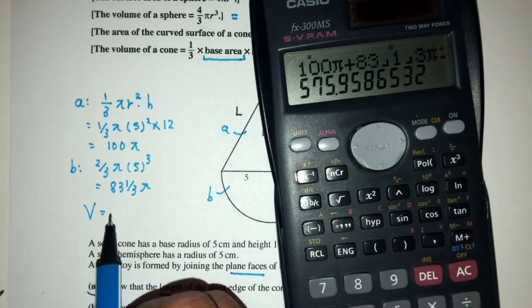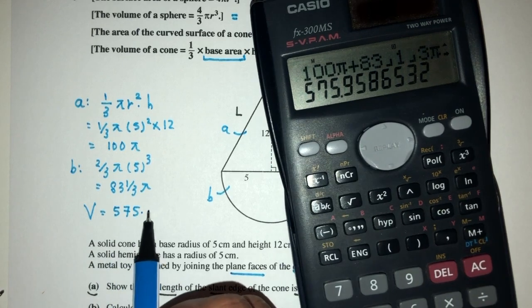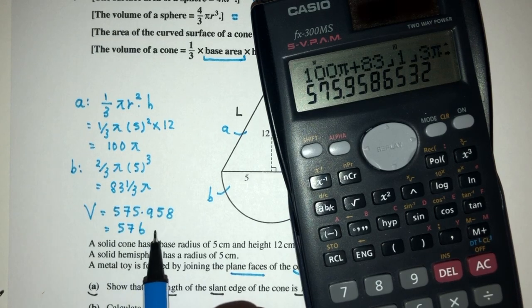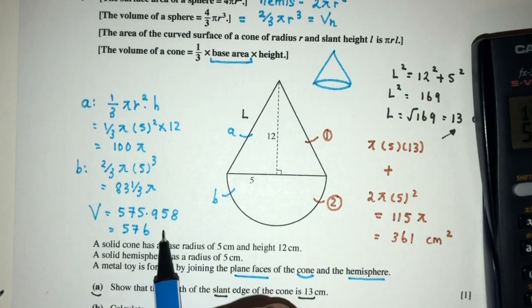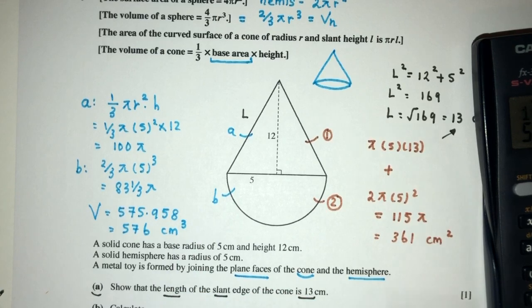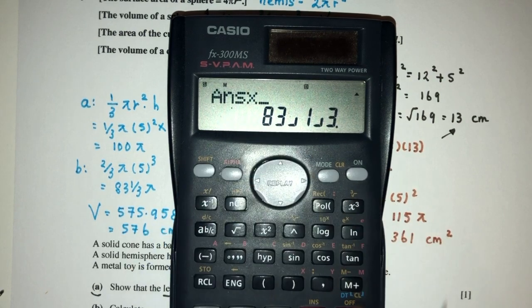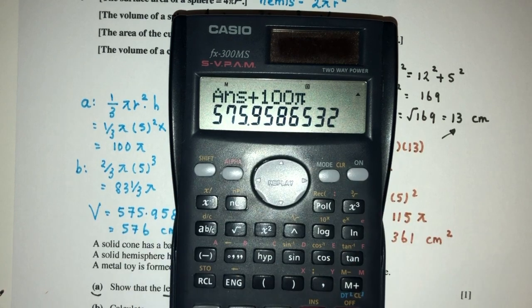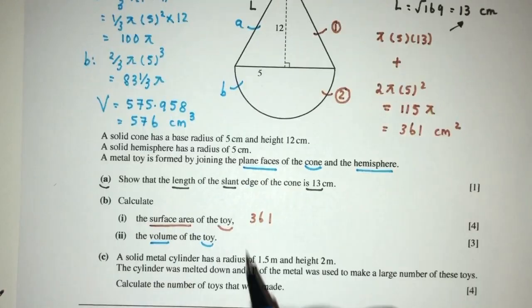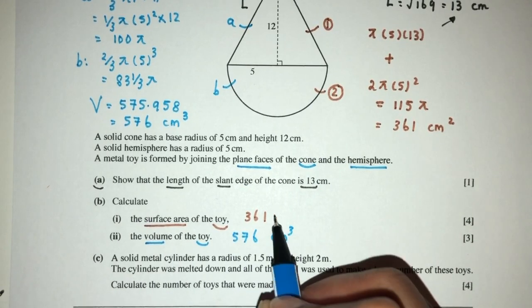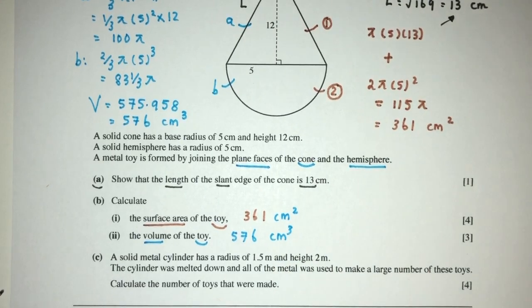That will be 575.958. That should be 576, in terms of centimeters cubed. Let's try one more time. So 1/3 times pi plus 100 pi. That will be exactly the same answer. That should be 576 centimeters cubed. This is centimeters squared for the area, obviously.